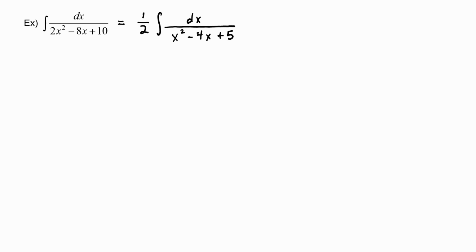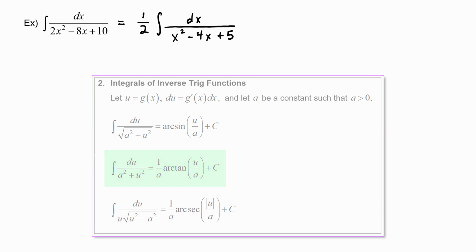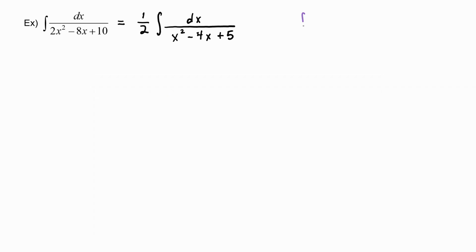Now looking at my integration formulas, I would suspect that I'm going after the formula for arctangent because there's no square root in the denominator. So we figure we're going to be setting it up to look like the integral of du over a squared plus u squared, which results in 1 over a arctan of u over a plus c.